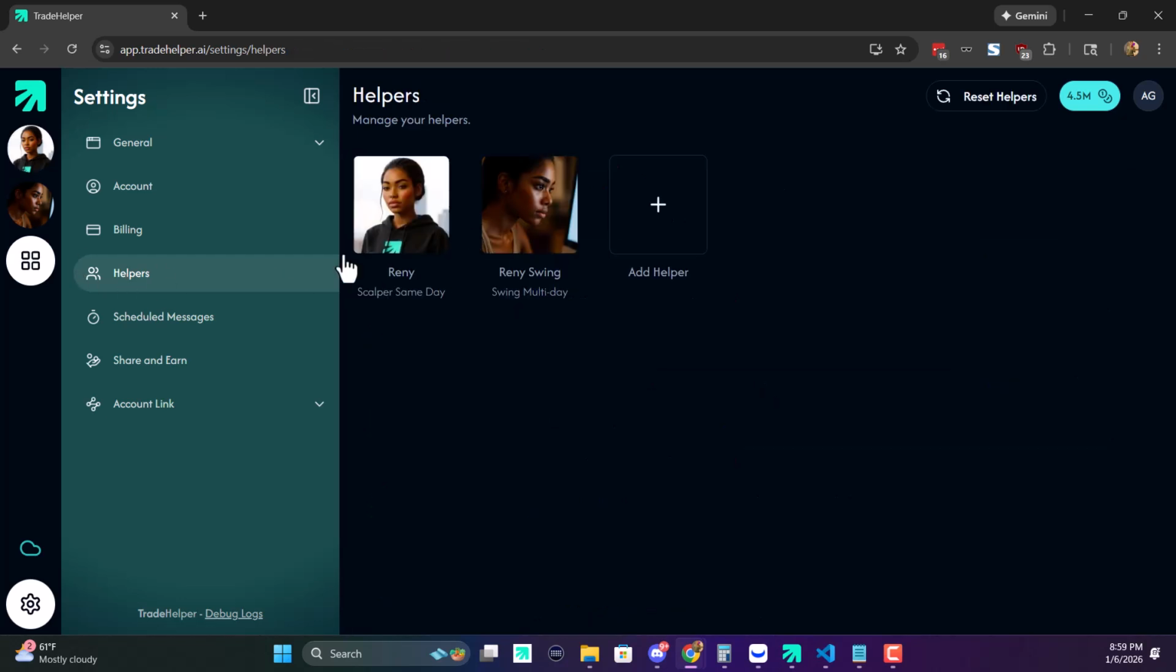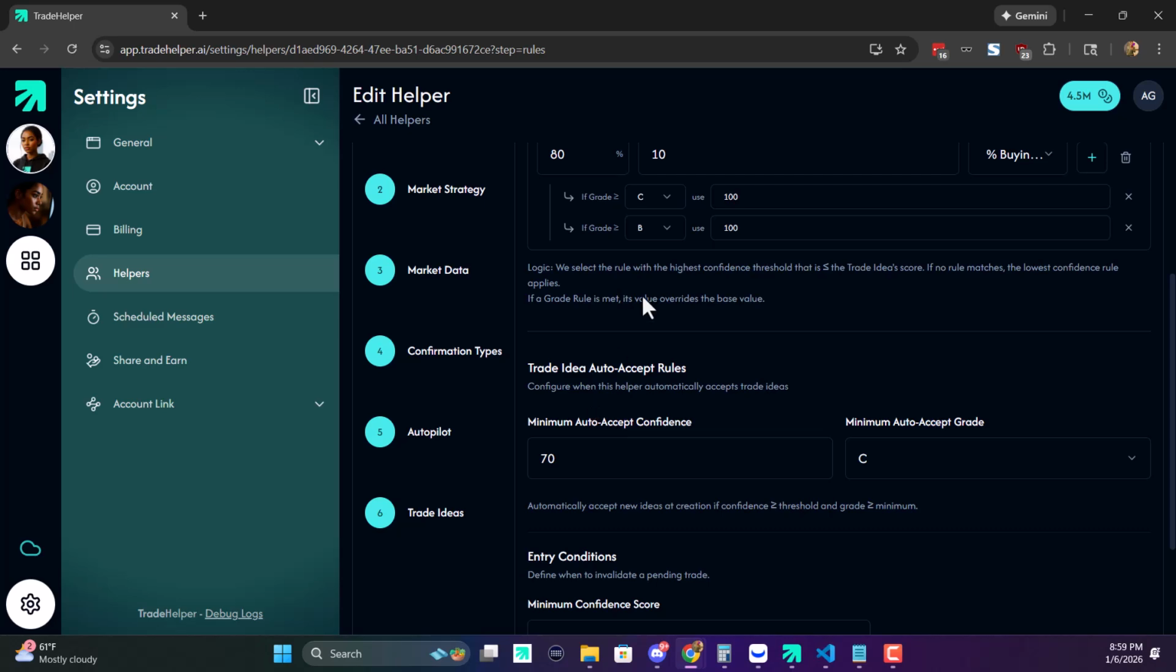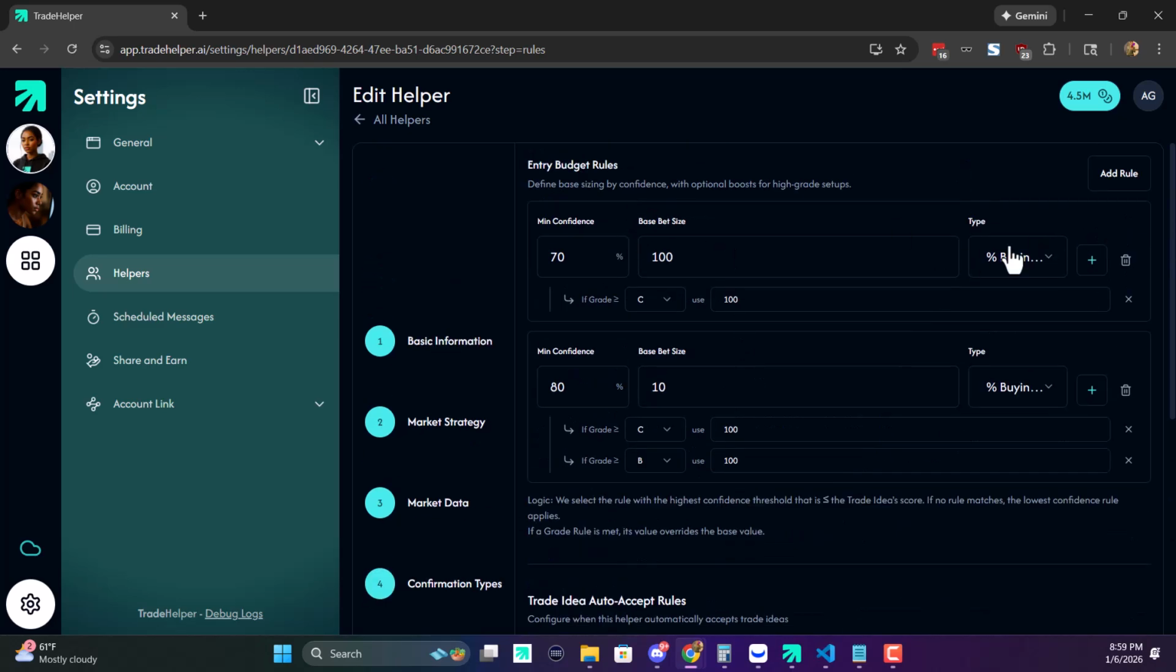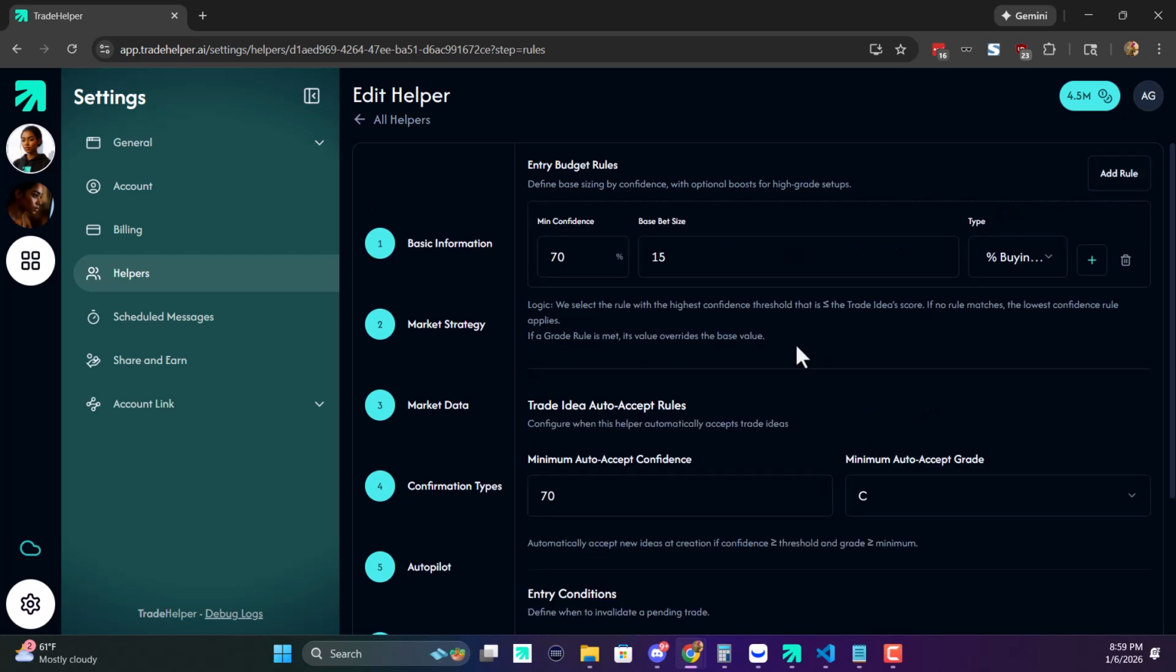By the way, this is the last thing that you need to set when you're setting up. After you're done with your settings, you have to go to helpers. And then you go to Rennie and you go to her budget rules. That's number 6, trade ideas. Right up here, entry budget rules. I'm going to delete these so you see what it looks like. It's going to look like this, blank, empty. You got to add a rule. Here's how it works.